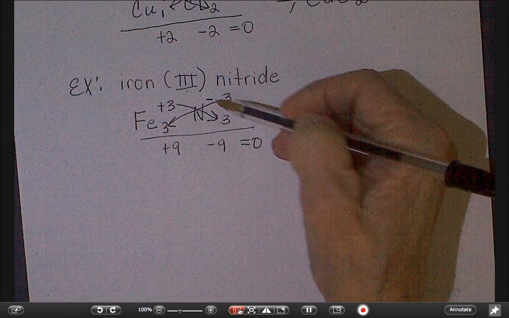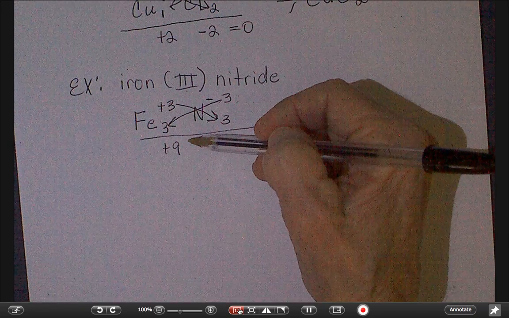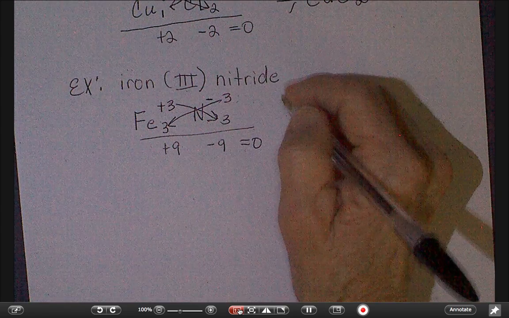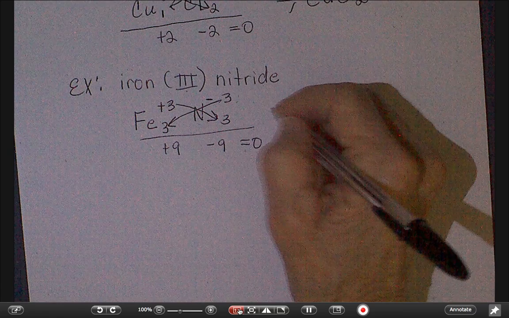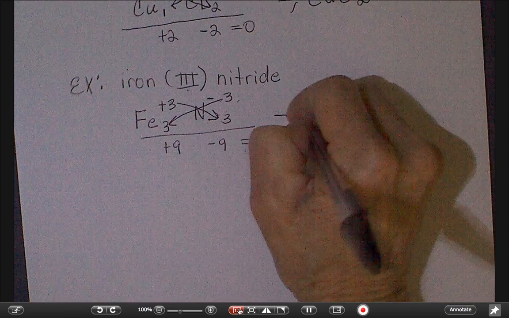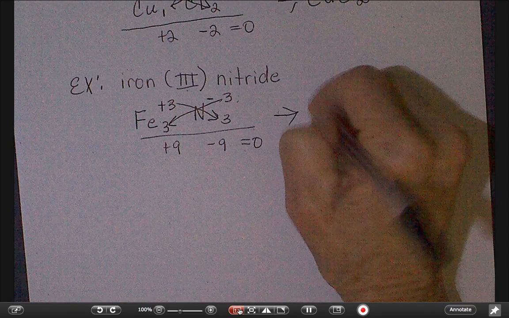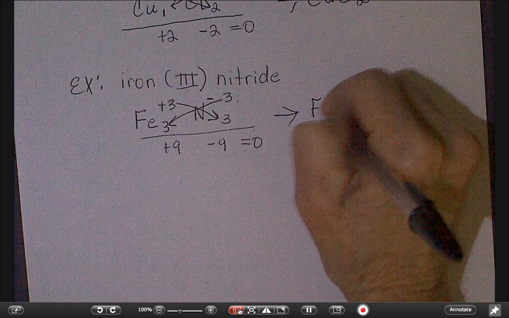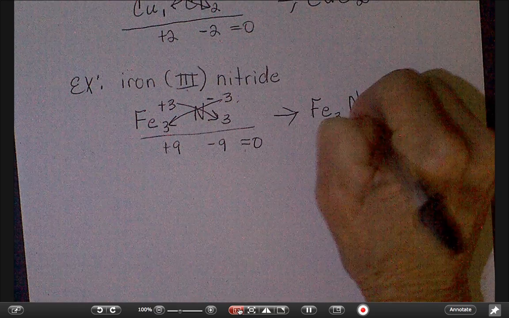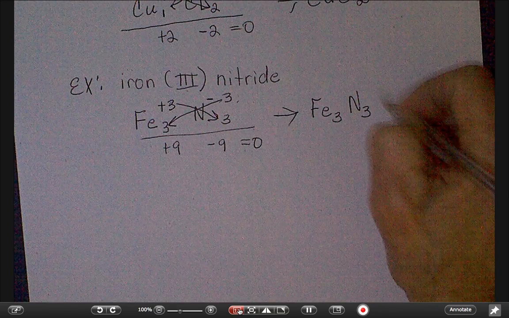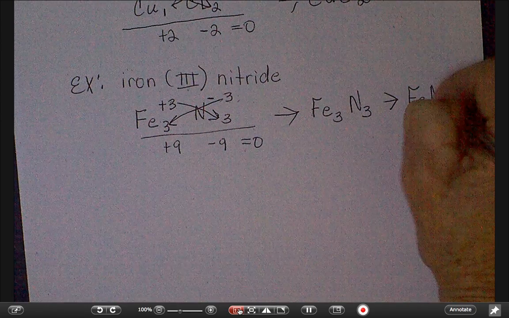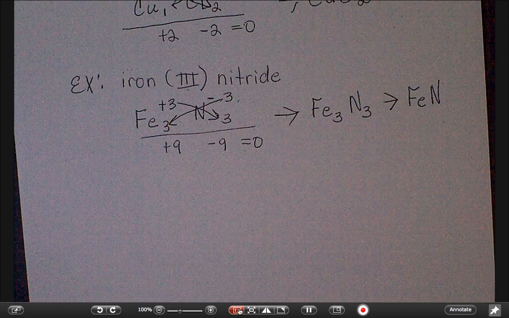And we will start leaving all of this business out, and we will simply cut to the chase with the crisscross. Does everybody understand? This is a teaching process today, and so you will not always do this. So what is my formula? Okay, well, let's look at it as Fe3N3. Now what do I need to do? Okay, so it's FeN. And we are finished.